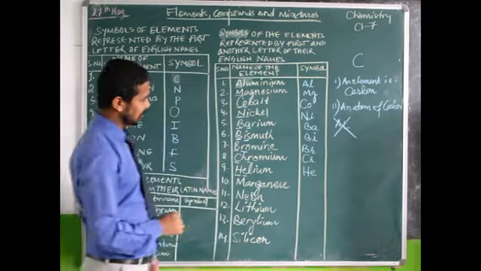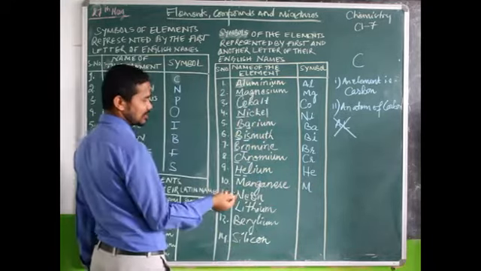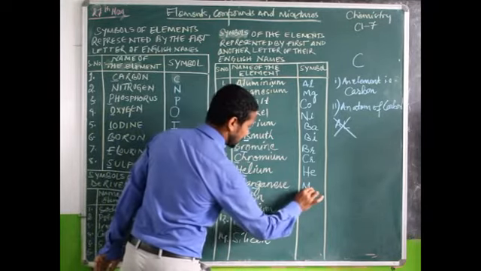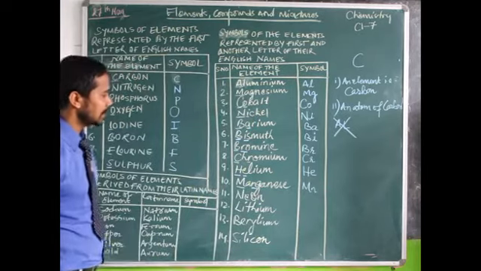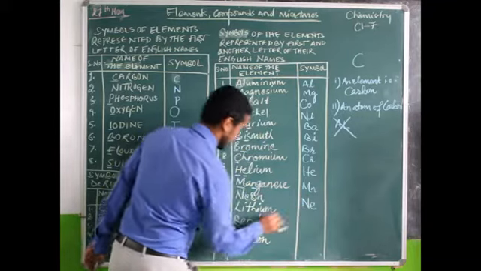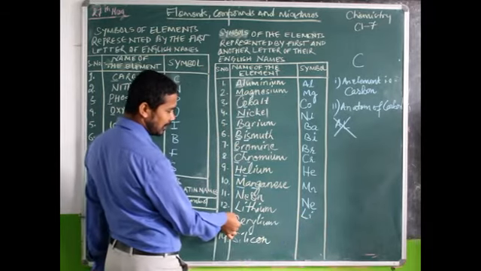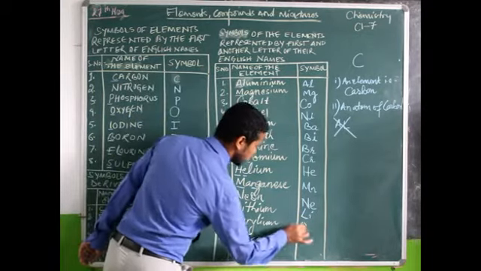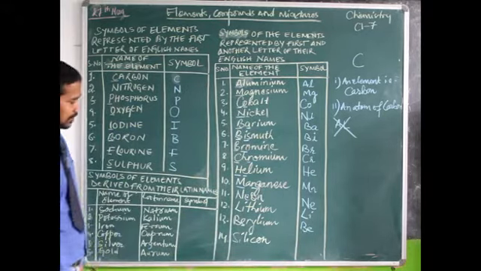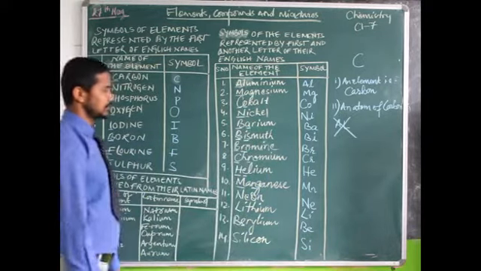So helium. For manganese, Mg we cannot write, so we will go for Mn. So first letter M, second letter n. Mn is the symbol for manganese. Then for neon, N, e, neon. Lithium, L, i. Beryllium, first letter is B, so we write B, and second letter e, so we write e. Beryllium. Then for silicon, first letter S, second letter i, silicon.